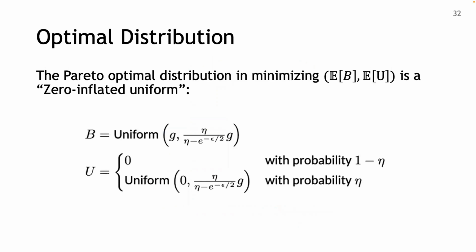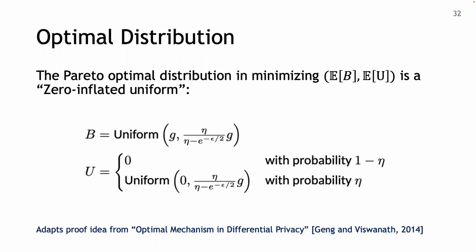And it turns out that adding noise from a uniform distribution is actually the optimal thing to do in this case. We can prove that the Pareto optimal distribution, minimizing the expected delay to batched comments and the expected delay to unbatched comments, is a zero-inflated uniform. By that, I mean that the delay to batched comments will always be uniform, but for unbatched comments, we upsample zero with some probability 1 minus eta. Your choice of eta allows you to move along this Pareto frontier.